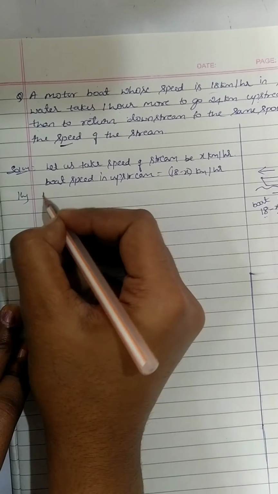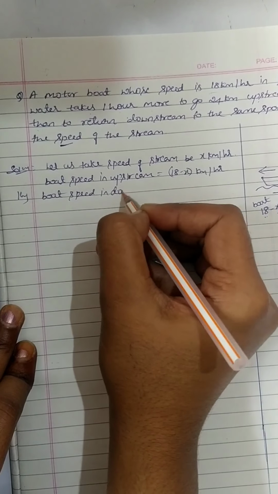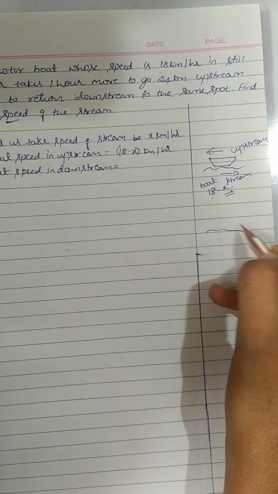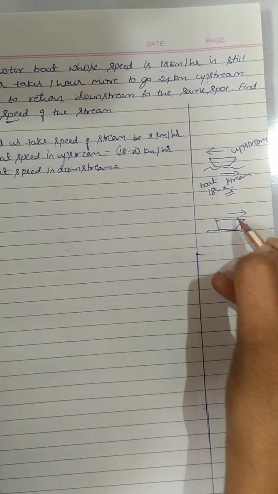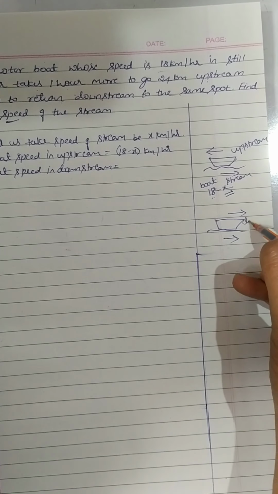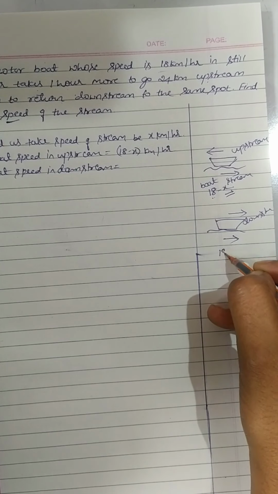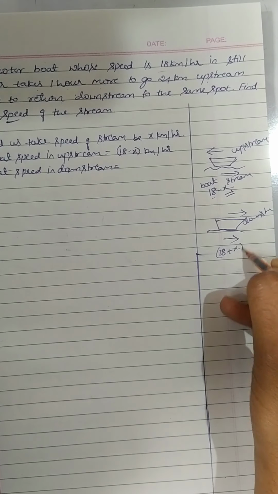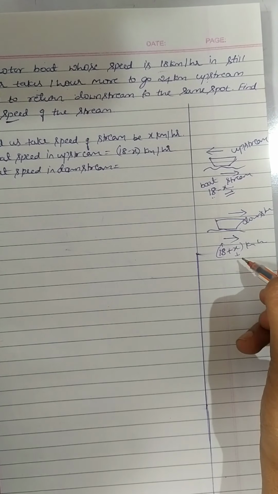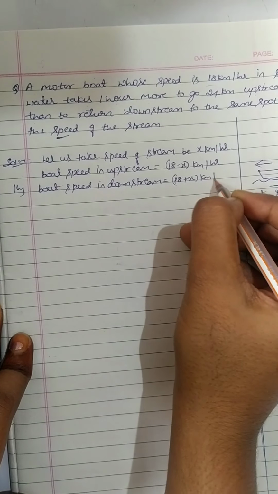Similarly, boat speed in downstream. So what is meant by downstream? Downstream means when water is flowing and the motorboat is moving on it, the motorboat direction and water direction are the same. Then we need to add both the speeds to get the boat speed in the downstream. That is 18 plus x kilometer per hour. 18 is boat speed, x is water speed. So here we'll get 18 plus x kilometer per hour.